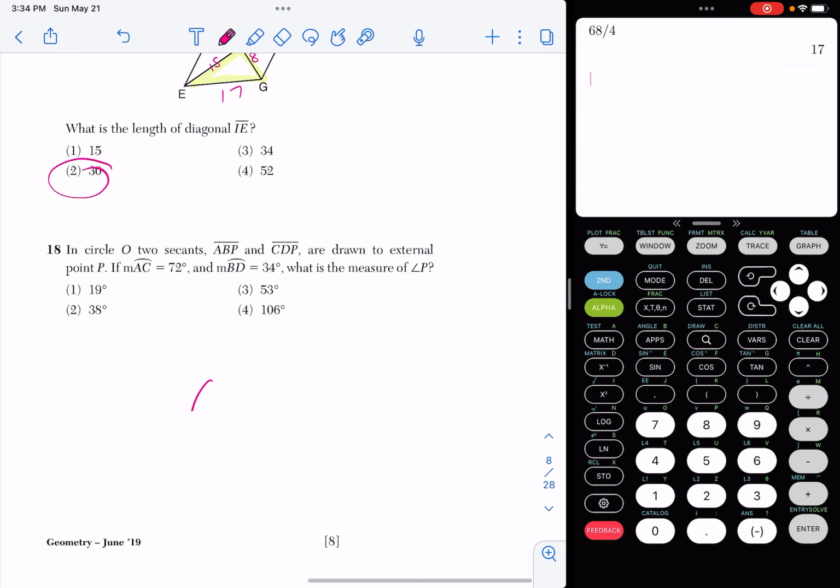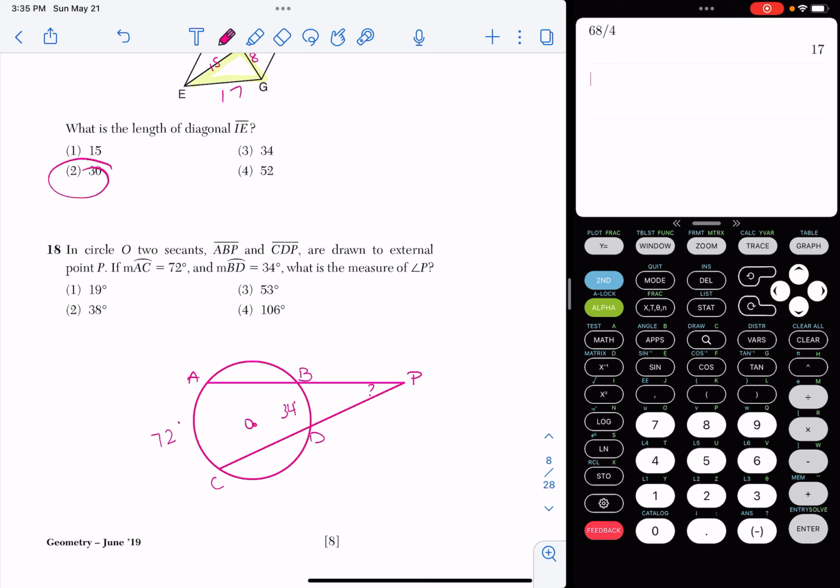18, encircle O. So let's definitely draw this. Any circle one, any picture, any problem without a picture definitely helps to draw. You have two secants drawn to external point P. Secant cuts through the circle like this. And the external point is P, so it's A, B, P, and then C, D, P. If measure of arc AC is 72, BD is 34, what is the measure of P?